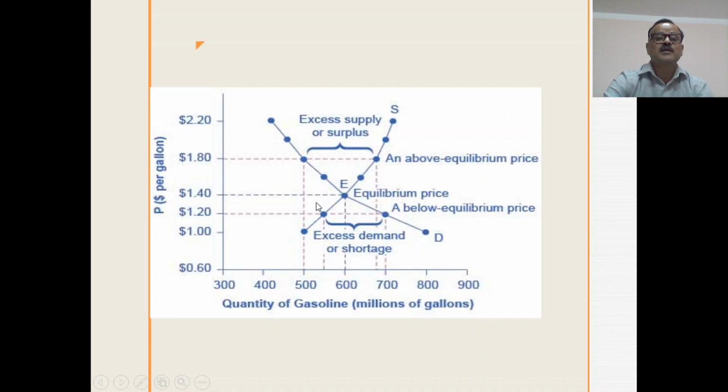And when we go below this price of $1.40, suppose we go to $1.20, what happens? At the reduced price, supply is reduced. Here supply is below 600, but demand is increased at the reduced price. Demand is 700, but it cannot be materialized because there is less supply in the market. So what happens? It gives positive pressure. Price moves upward.